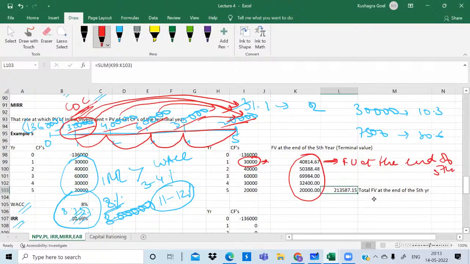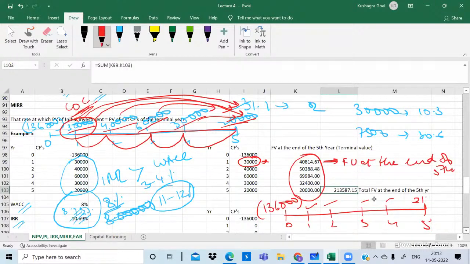So now what do I have? I have a timeline something like this now. 1, 2, 3, 4, 5. So I'm spending 1,36,000 today. I've calculated the future value of all these cash flows and I've got a future value of 2,13,587.